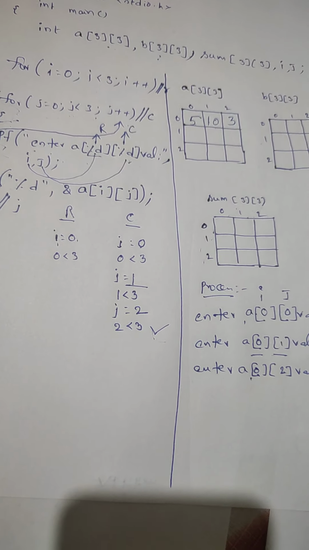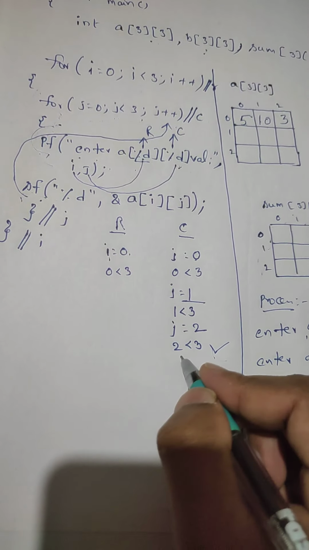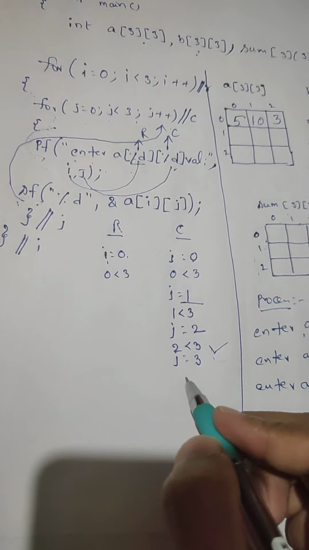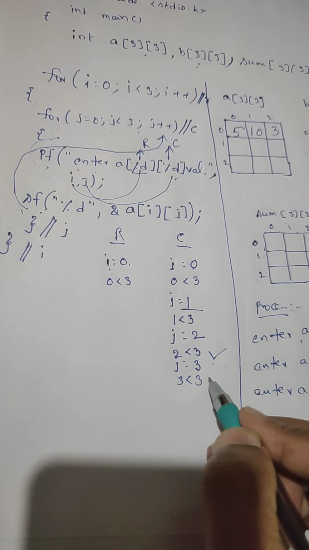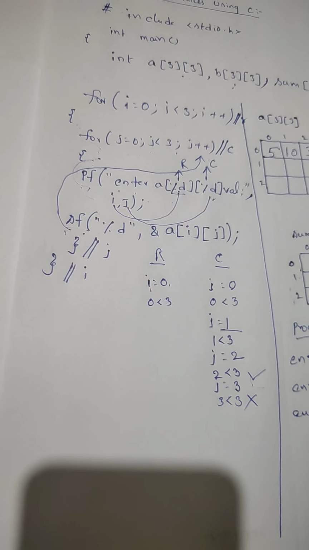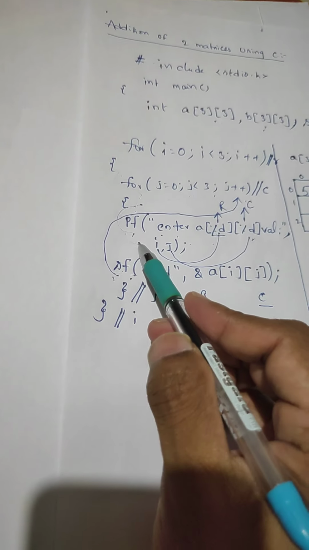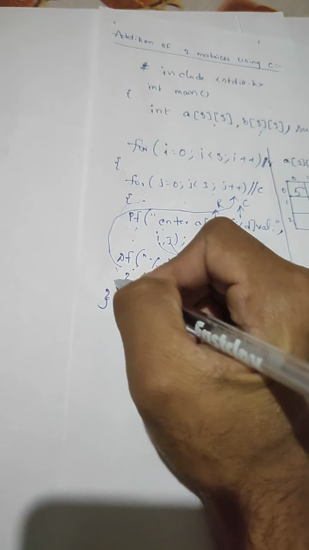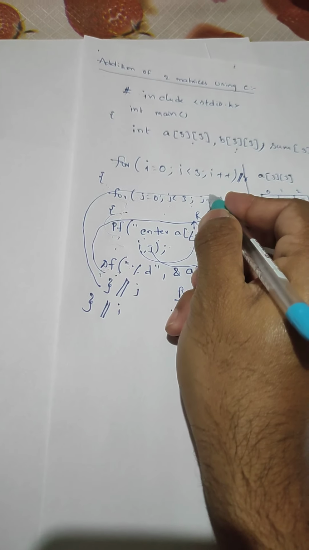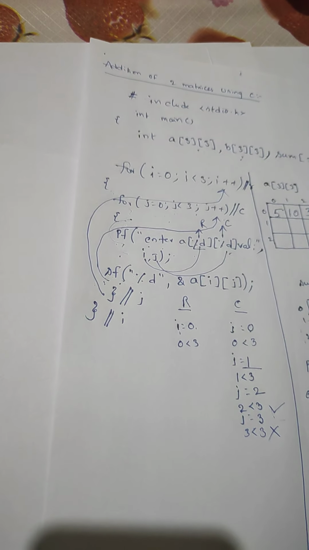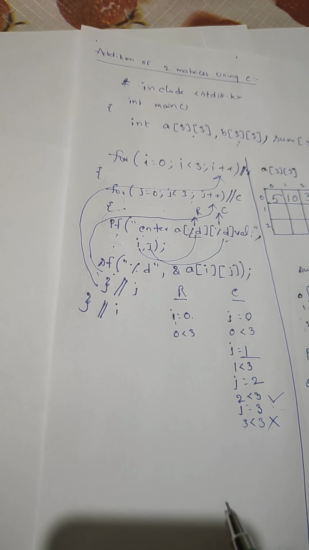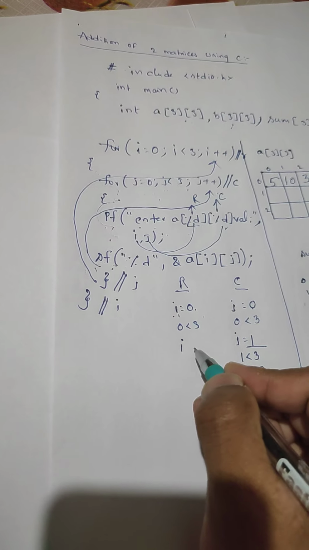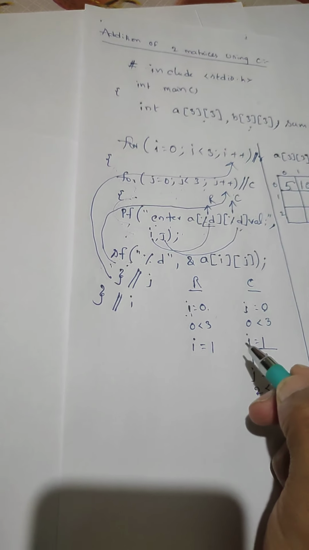The 0th row, second column. So in the 0th row, second column, 3 is stored. After completion of this, again j++, so the j value becomes 3. Check the condition: 3 less than 3. The condition is false. In that case, the controller exits this j for loop and goes to the outer for loop increment operation, i++. The previous i value is 0, and i++ increments it by 1, so i equals 1.